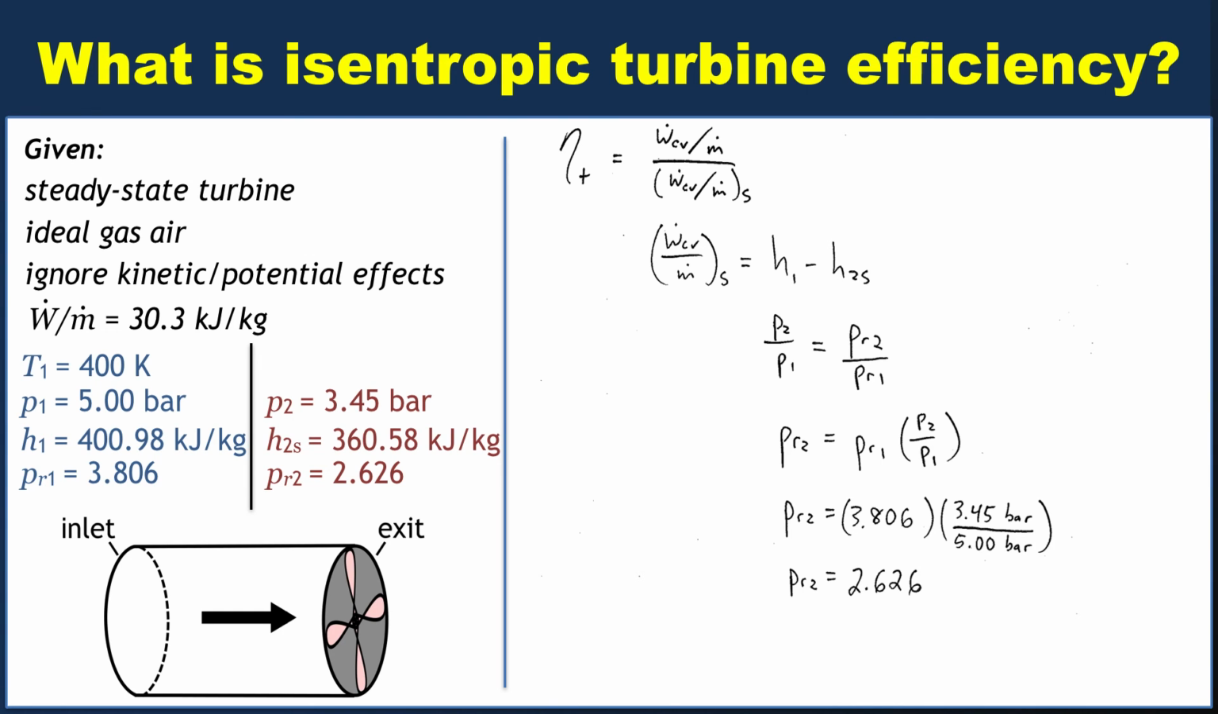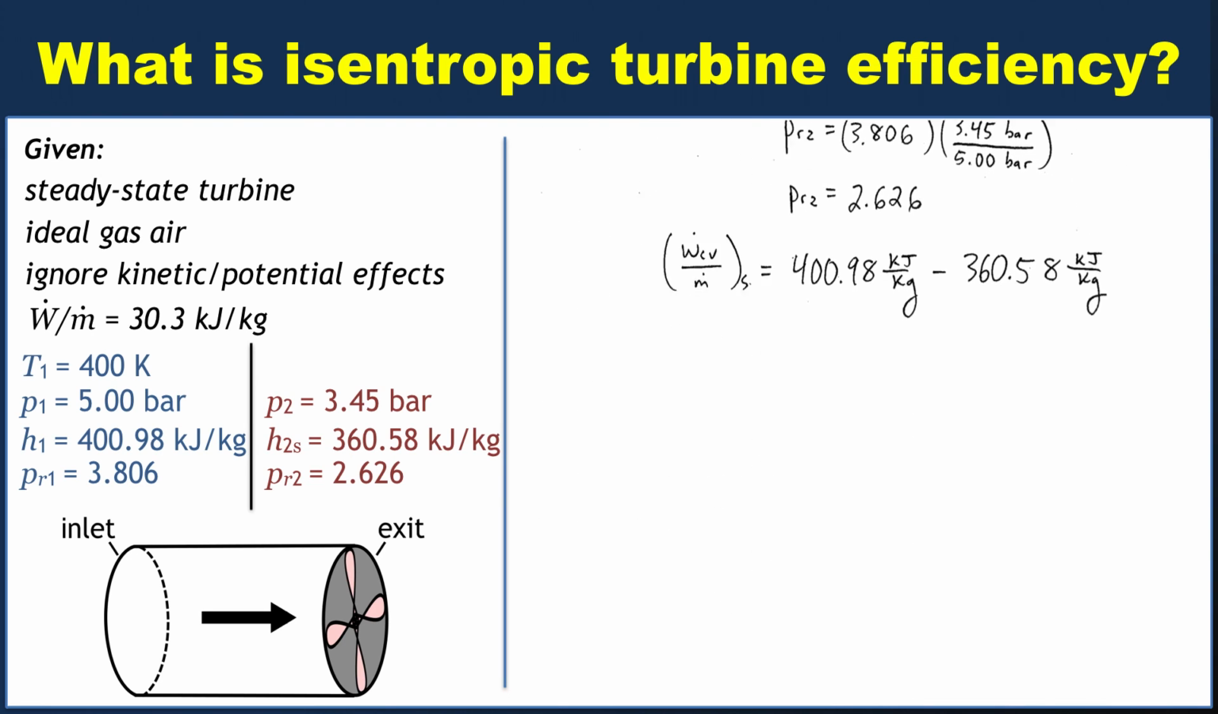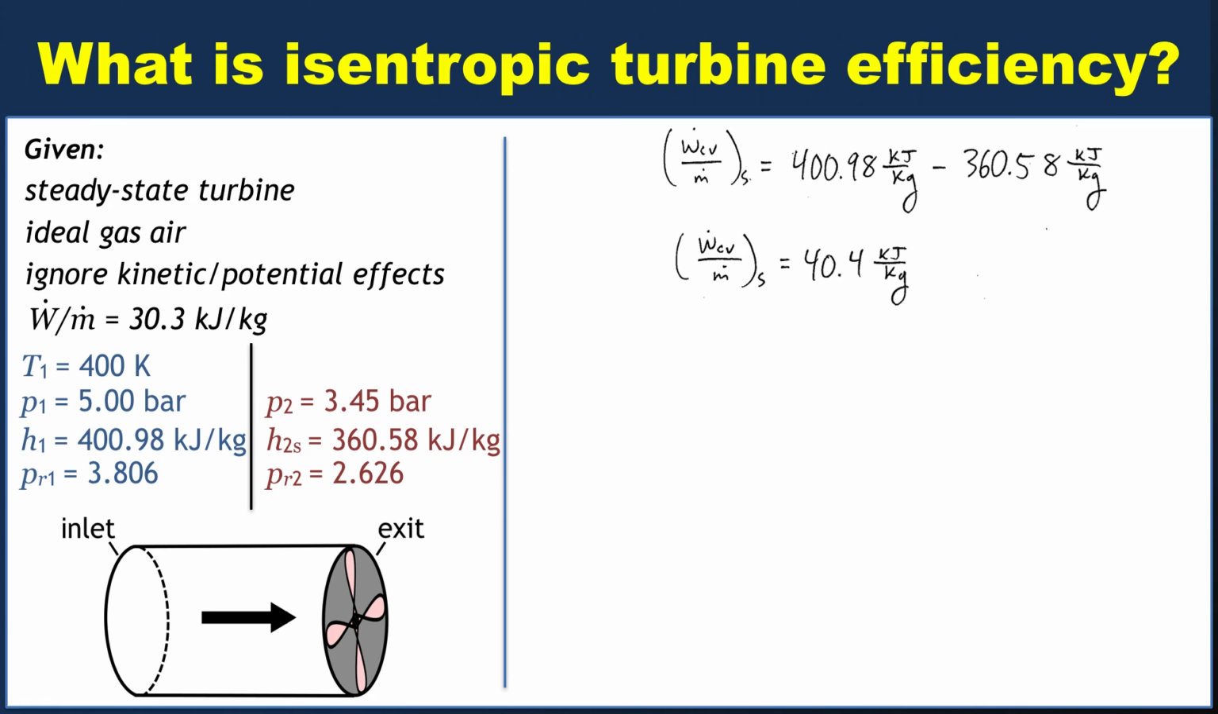Well, now the math is really easy, right? Because all we need to do is plug in our value of H1 and our value of H2S into that expression for W dot over M dot at fixed entropy. So let's do that. All right, W dot over M dot fixed entropy is H1 minus H2S. We put in those two values, and I'll move that up to the top. You can take that difference. It comes out to be 40.4 kilojoules per kilogram.